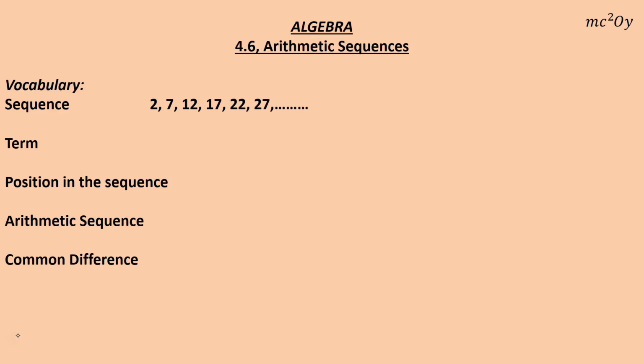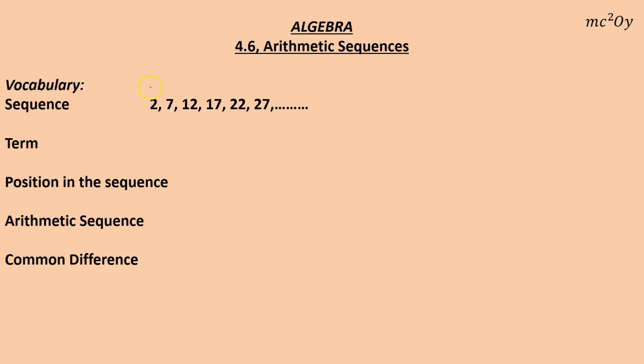Okay, 4.6 arithmetic sequences here. An arithmetic sequence, we need to know some vocabulary in order to be able to do this. First, a sequence. A sequence is any order of numbers in a pattern. Sequences have terms, and what we do is we label the sequence based on the term number.